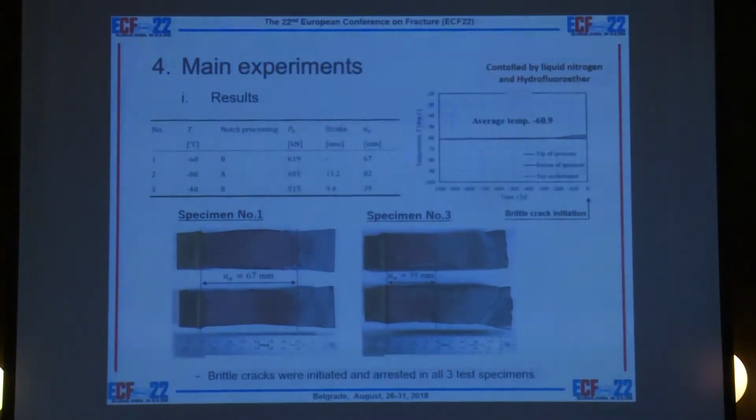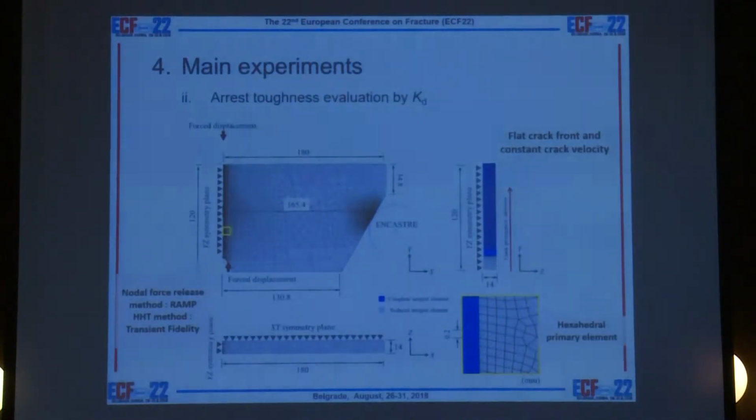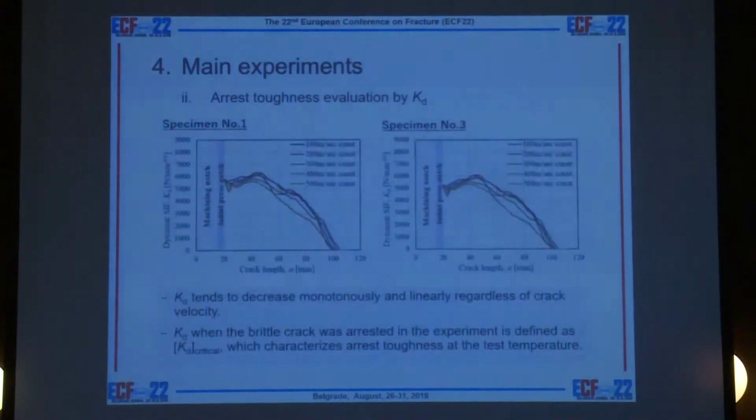This table shows all test conditions and results. Brittle cracks were initiated and arrested in all 3 specimens. According to the temperature measurement result, the temperature of the test specimen can be controlled accurately in this test with no temperature gradient. As in the case of the preliminary experiment, I evaluated arrest toughness at each test temperature by applying the test results. These figures show the KD transition with crack propagation. For all analysis results, I confirmed that KD decreases monotonously regardless of crack velocity.